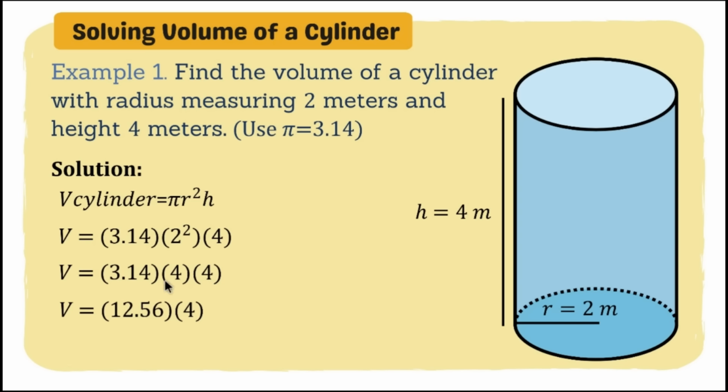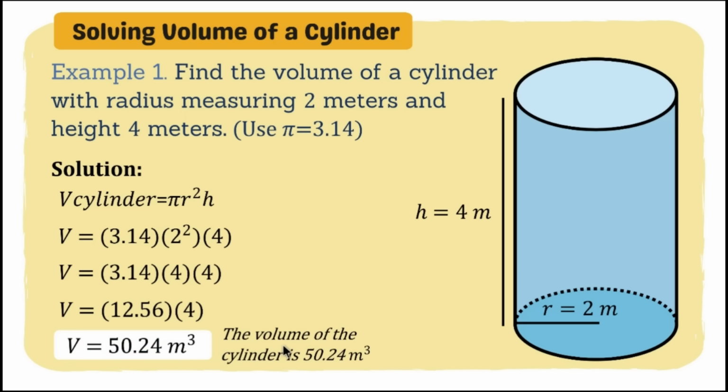Pwede kang mag 4 times 3.14 or pwede rin namang 4 times 4 muna. So you have here 3.14 times 4. We got 12.56 times 4. Our volume is 50.24 cubic meters. Yun po ang basa nito. The volume of the cylinder is 50.24 cubic meters.